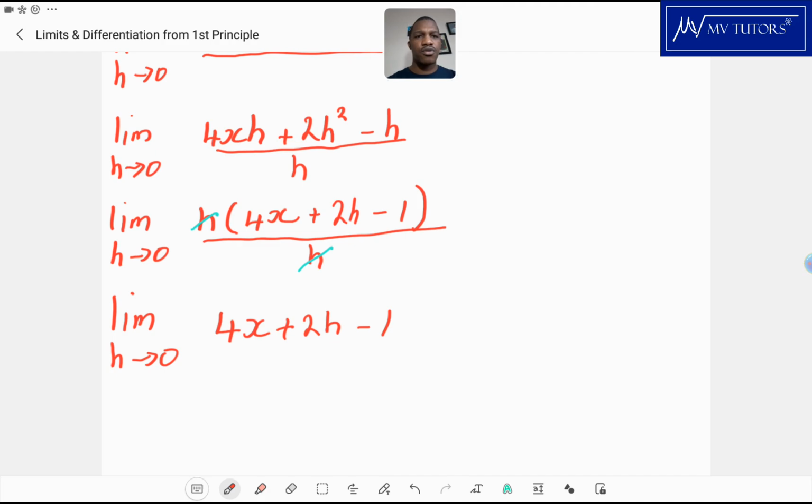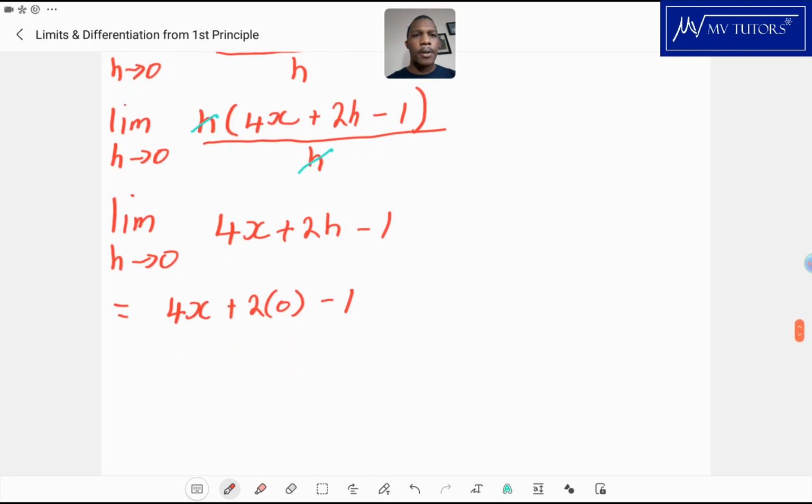Now you can substitute h, such that you will get 4x plus 2 times 0 minus 1. Then your final answer is 4x minus 1.